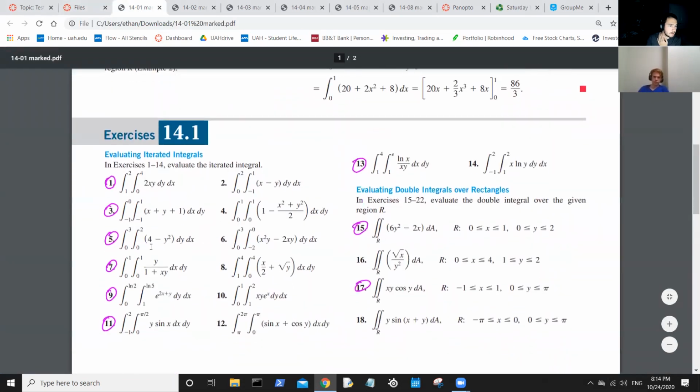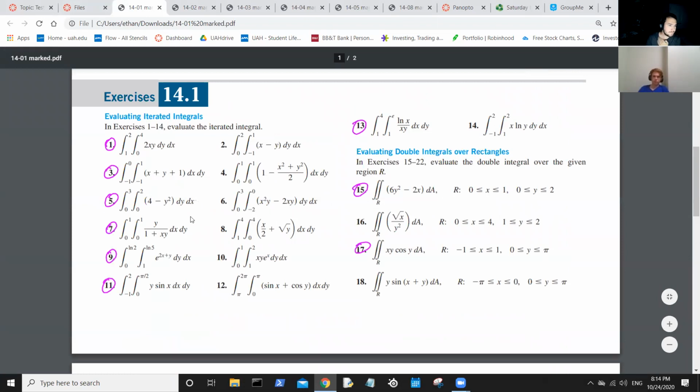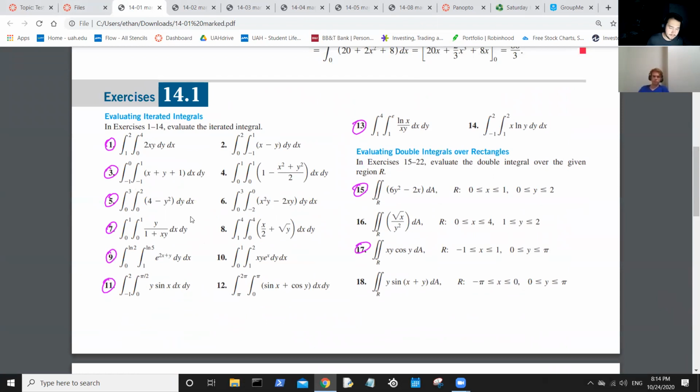In 14.1, we start with number 7. So this is the start of this stuff. This is how we started when we first learned iterated integrals, and this is just us essentially evaluating them. There's no manipulation, no special tricks. It's simply just us evaluating.